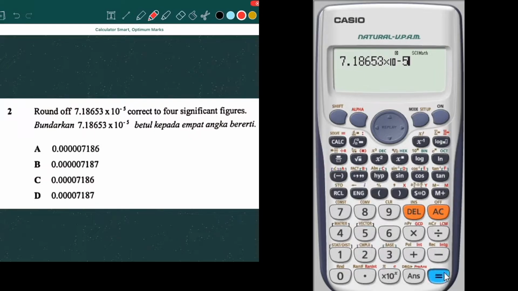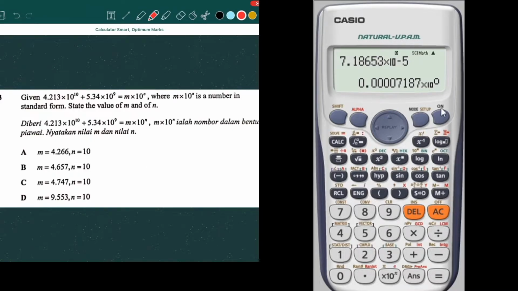Okay, tapi dia nak significant figures. So senang saja. Kita akan gunakan simbol ENG ni, tekan shift ENG sebab kita nak keluarkan sampai power kita tu dia tulis times 10 power of 0. Okay, tekan power of 0. So kita nampak kat sini jawapan kita adalah D. Alright. Okay, question number 3.